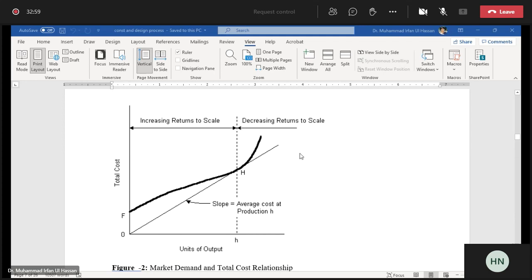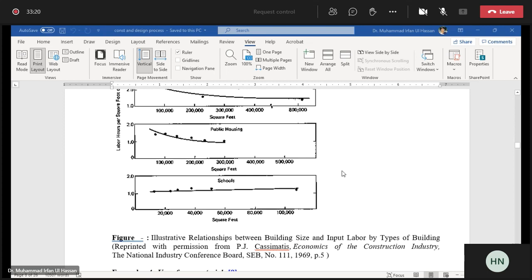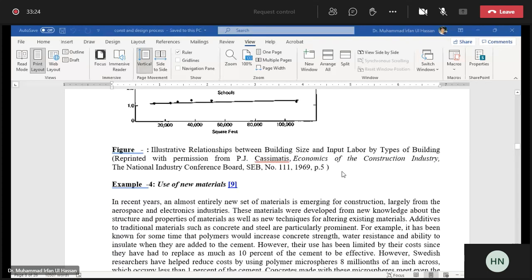What is the cost of the project? And this is the average cost. Initially, with respect to the height, it is increasing. Then it starts decreasing, and there is some optimum value which touches the average cost, depending upon the labor hours also for the different areas of the building.